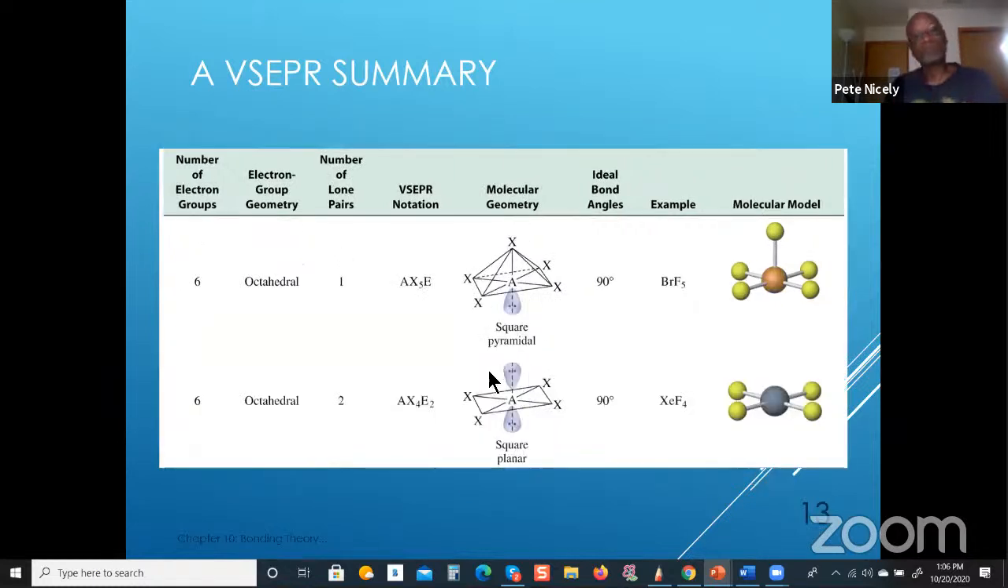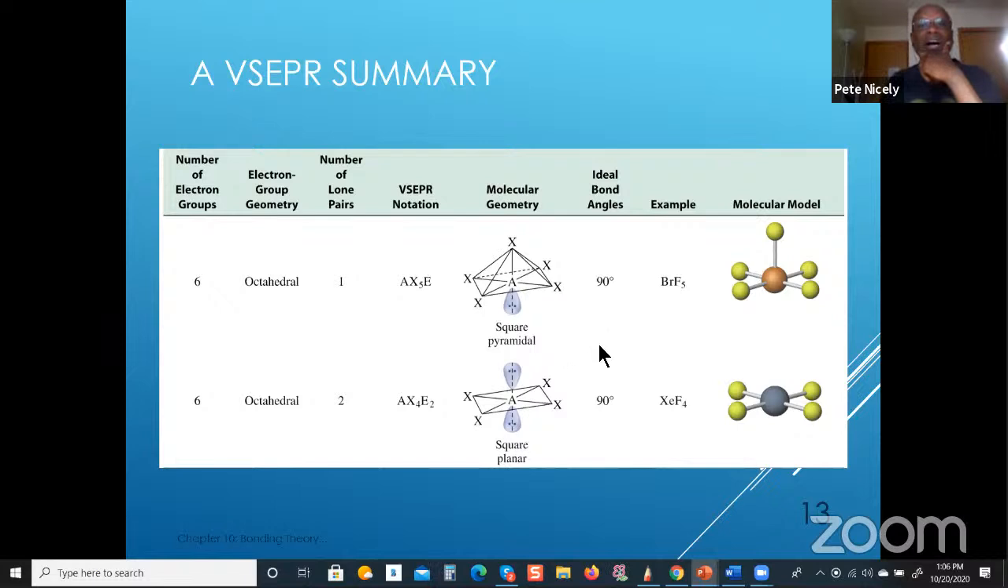Now, if you have a situation where you still have 6 electron groups, but only 1 lone pair, that means the VSEPR notation would be AX5E, then this would be the shape of the molecule adopted. We call this a square pyramidal. And to get from the octahedral shape to this shape, we simply remove the atom that would have been down here and leave behind a lone pair of electrons. And all the bond angles in this shape would be 90 degrees.